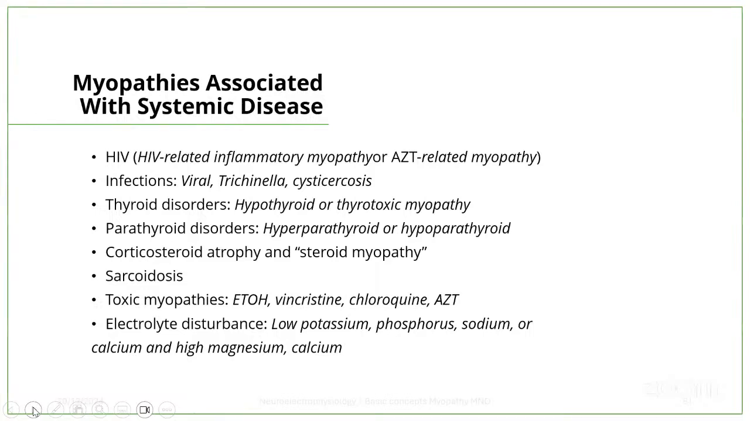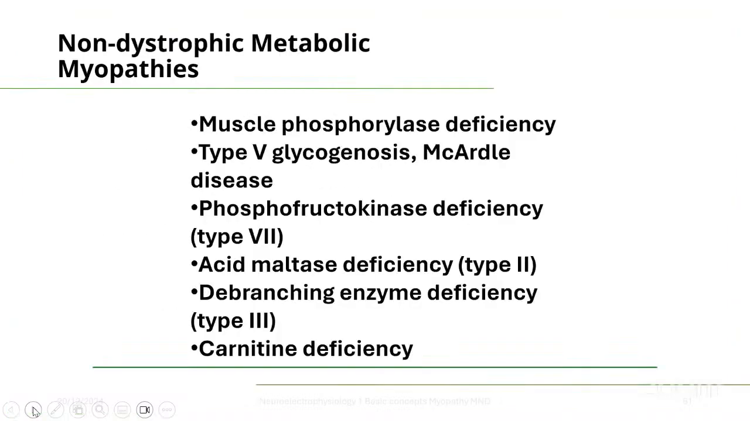Associated systemic disease, you have HIV-related inflammatory myopathy or AZT-related myopathy, and infections of viral, trichinella, cysticercosis, hypothyroid, thyrotoxic myopathy, and hyperparathyroid or hypoparathyroid disorders, corticosteroid atrophy, steroid myopathy, sarcoidosis, and toxic myopathies of alcohol, vincristine, chloroquine, electrolyte disturbances, low potassium, phosphorus, sodium, and calcium, and high magnesium. High calcium also will give rise to this.